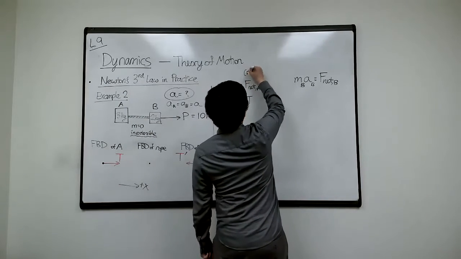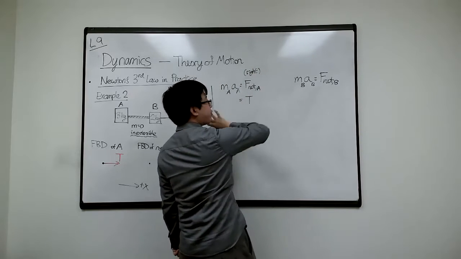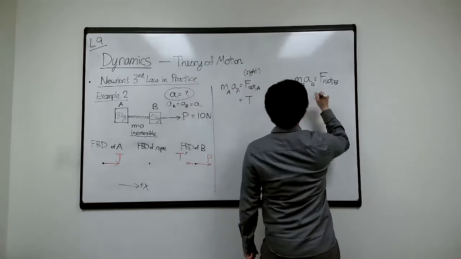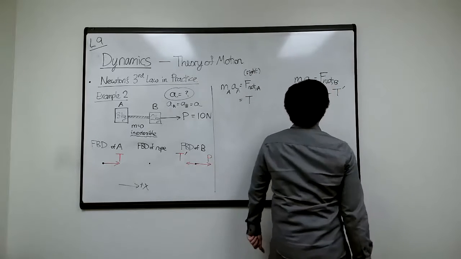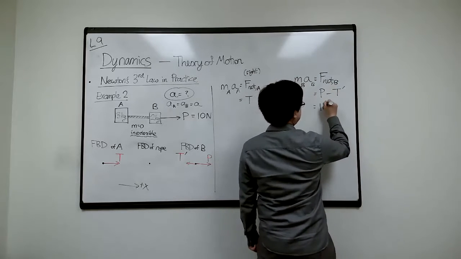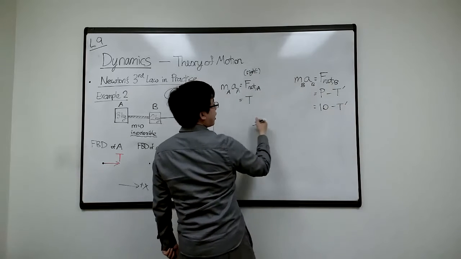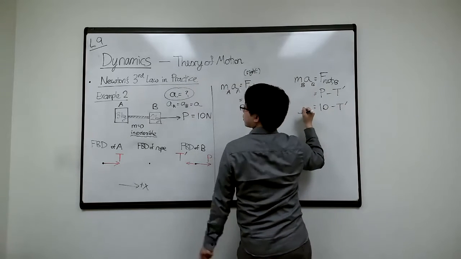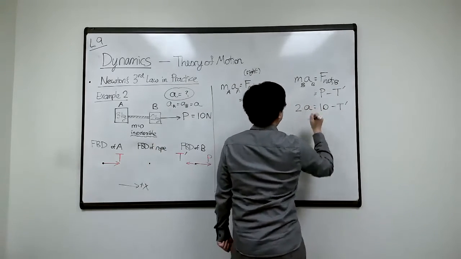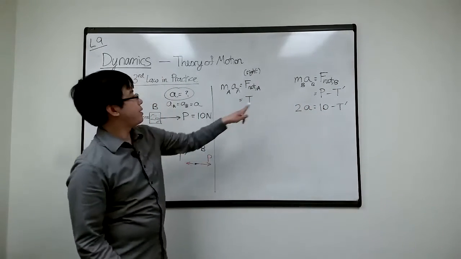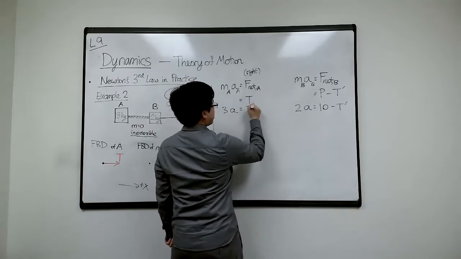Or I can just put brackets and say I'm considering it's T amount of newtons to the right, and this one is going to be what, P minus T prime. Okay, now I can plug in numbers, right? P is 10, T prime is, I don't know, T, I don't know. MB is 2, right? And AB is, A of B is just A. Over here, I have 3A equals T.